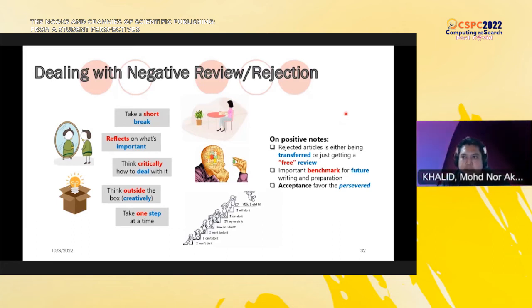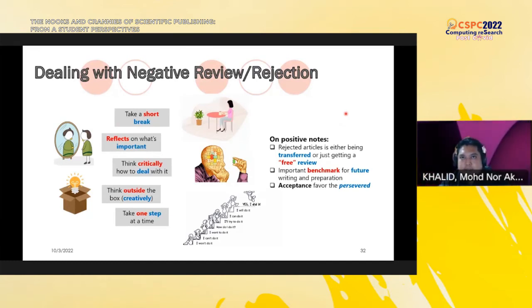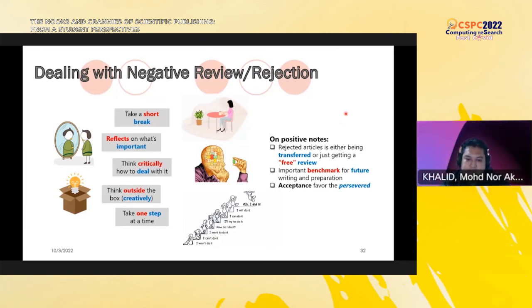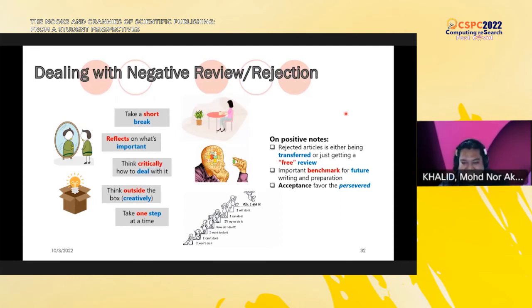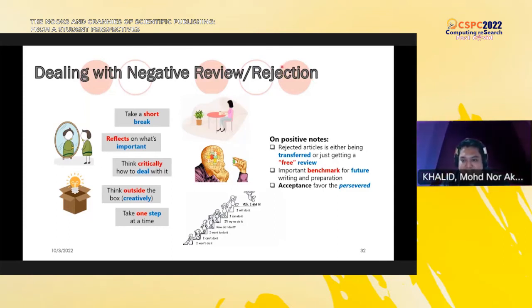I sent to a Q2 journal, and they rejected it. At that time they didn't have a transfer service yet, so I resent it to another Q1 journal actually, and it got accepted without any corrections. So yeah, that's why don't feel that rejection is the end of the world.